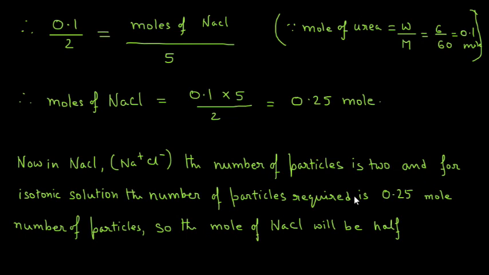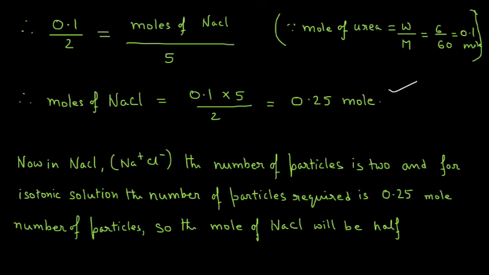So 0.1 upon 2 is equal to mole of NaCl upon 5. Moles of urea is equal to W by M, which is 6 by 60, is equal to 0.1 mole. Moles of NaCl is equal to 0.1 multiplied by 5 upon 2, that is 0.25 mole. Now NaCl, we can write Na plus Cl minus, the number of particles is 2. And for osmotic solution, the number of particles required is 0.25 mole.